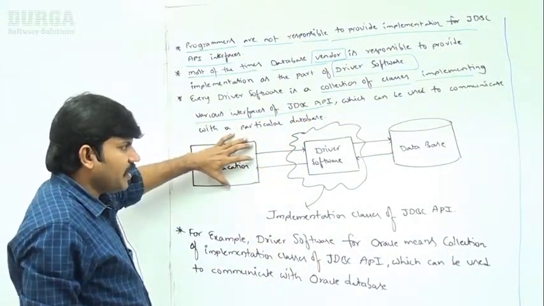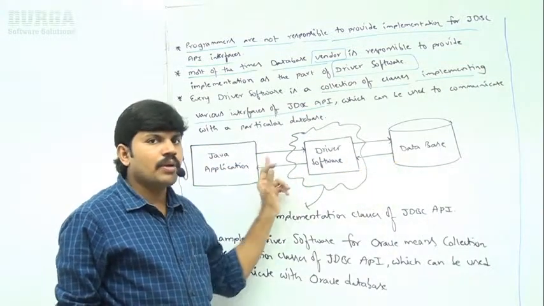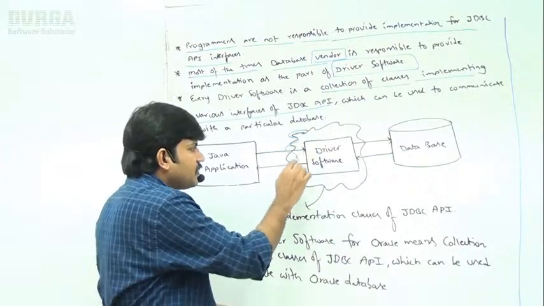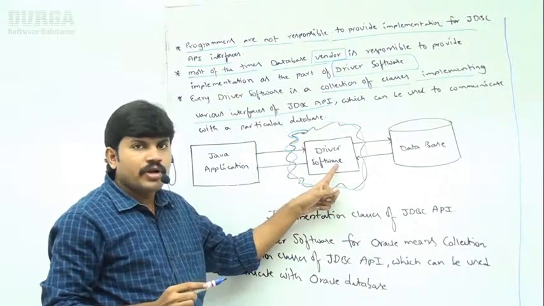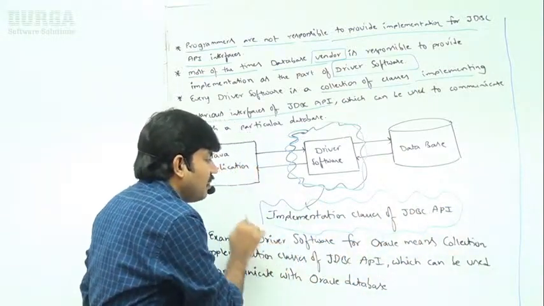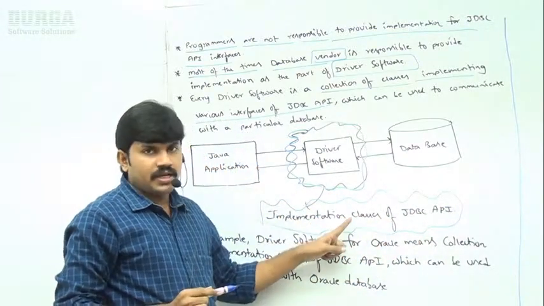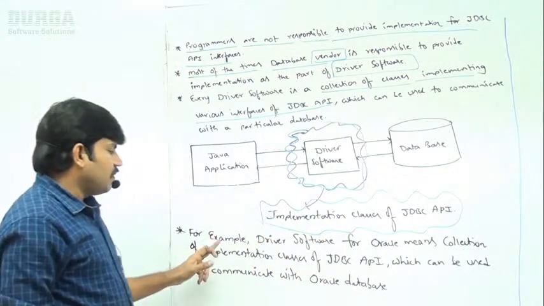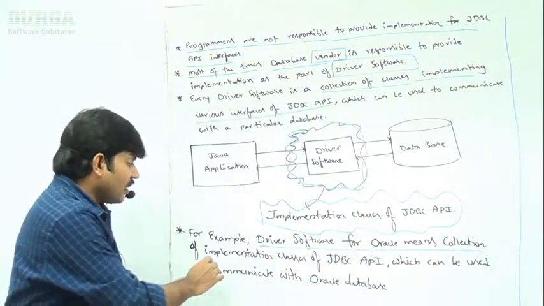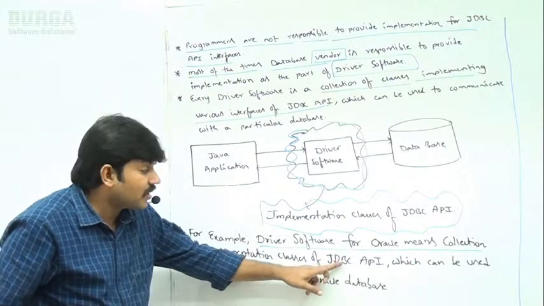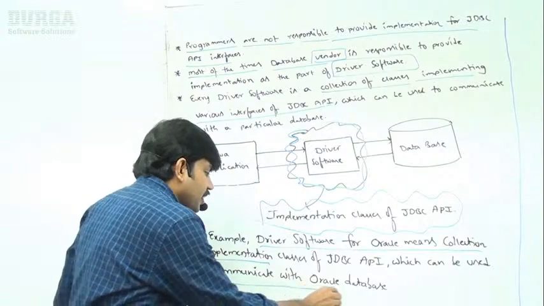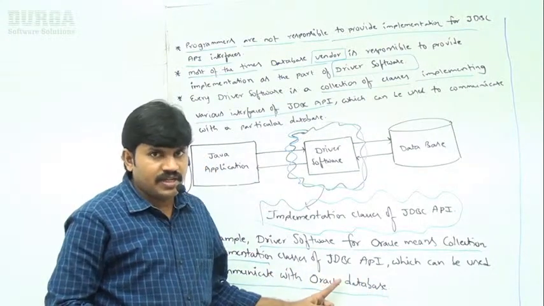Java application is there. Database is there. To communicate with the database, some concept is compulsory. What is this concept, sir? Driver software. Driver software is implementation classes of the JDBC API. Are you getting it? For example, driver software for Oracle means a collection of implementation classes of the JDBC API which can be used to communicate with the Oracle database. Everyone able to understand?